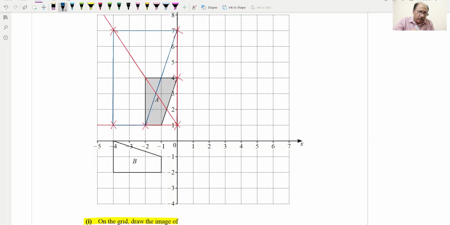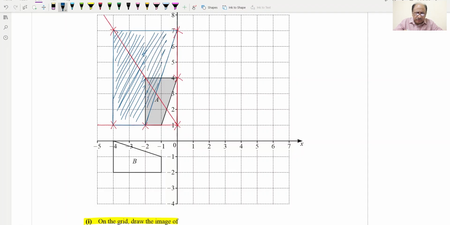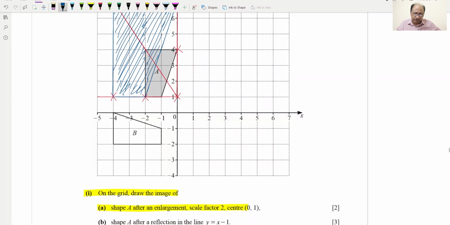Hopefully you are understanding that transformation is very easy if you follow the rules and follow the techniques. So this will be our drawing, and I'm just indicating it for your understanding. It's not required for the answer to the question. This is our shape which we have shaded, but shading is not required for the exam.